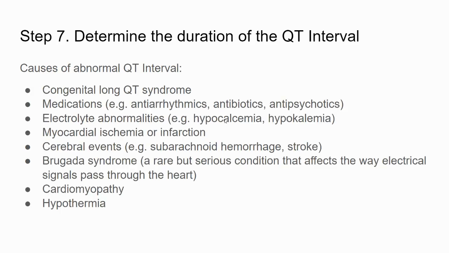Causes of abnormal QT interval: we can have a congenital long QT syndrome, medications such as antiarrhythmics, antibiotics, antipsychotics, electrolyte abnormalities, hypocalcemia, hypokalemia, myocardial ischemia or infarction, cerebral events such as a subarachnoid hemorrhage or a stroke, Brugada syndrome, which is a rare but serious condition that affects the way electrical signals pass through the heart, cardiomyopathy again, and hypothermia.